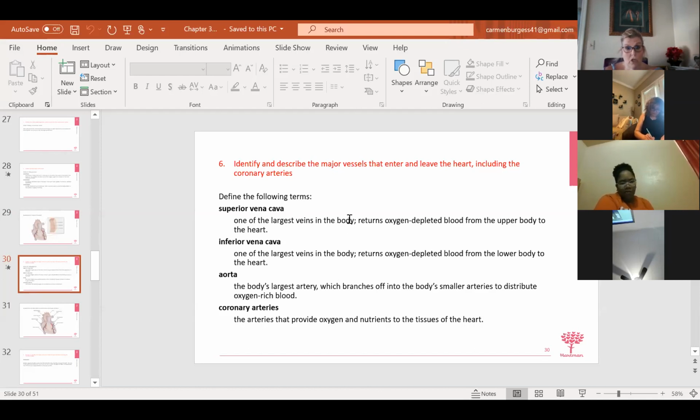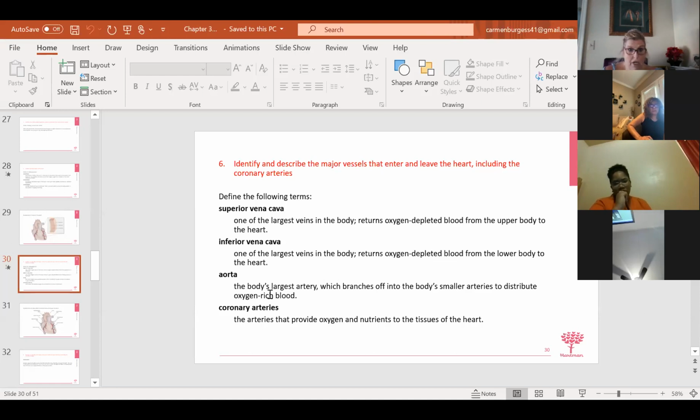So it's the largest vein. It returns O2 depleted blood from the upper body to the heart, and the inferior returns O2 depleted blood from the lower body. So when you're doing your flow of blood, if you start right there, what kind of blood are you getting? Is there oxygen in this blood? No. It's done its job. It needs to get some more and go back out.